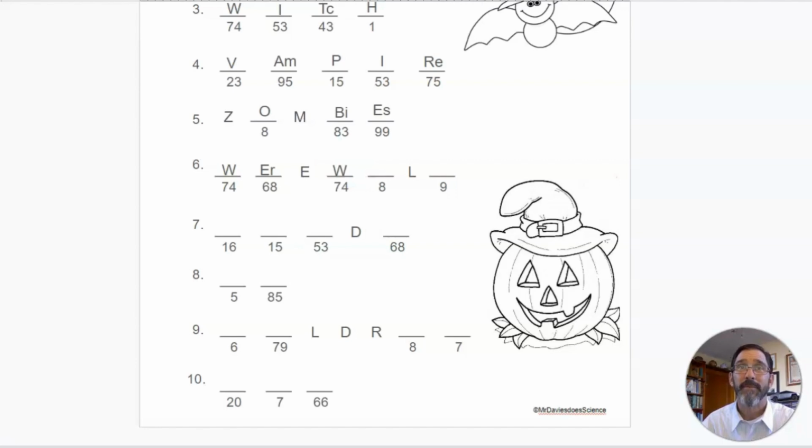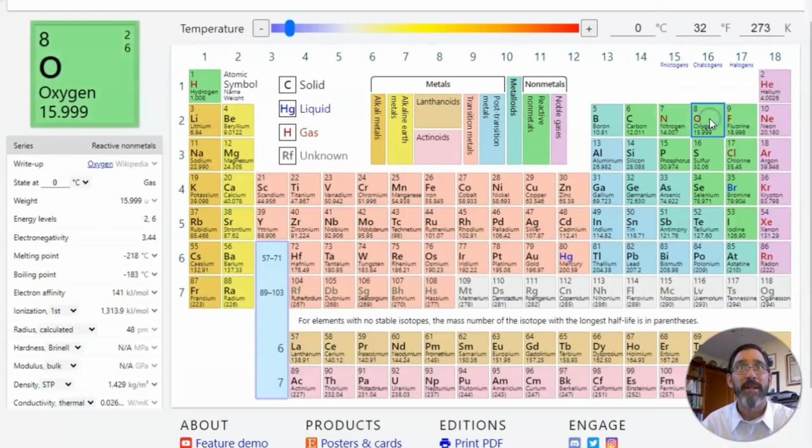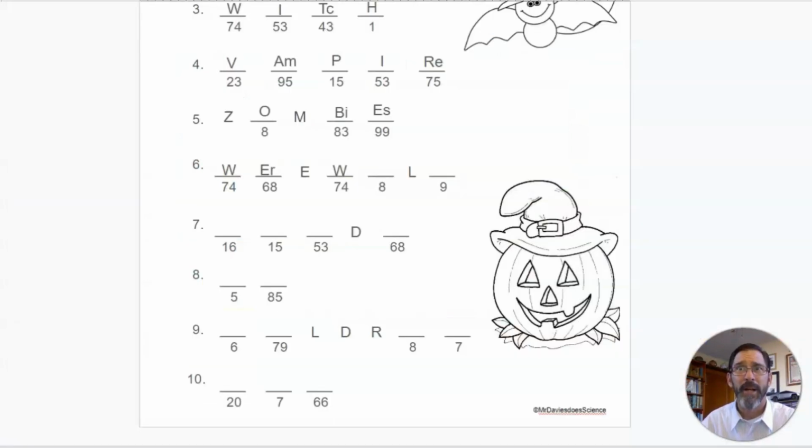The next atomic number is number 8. The element for number 8 is oxygen, found at the top of the reactive nonmetals. Its symbol is a capital letter O. Above the number 8, go ahead and put in a capital letter O.